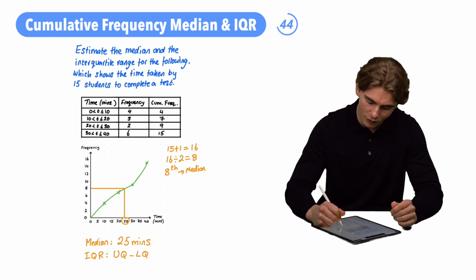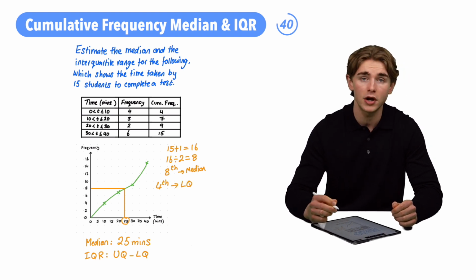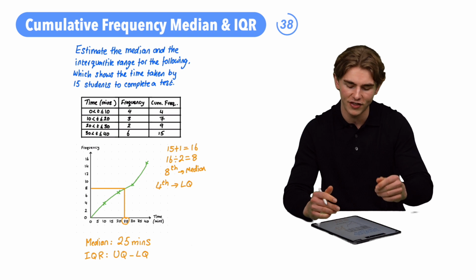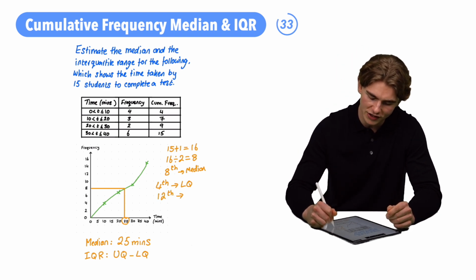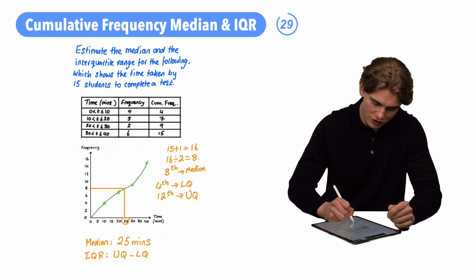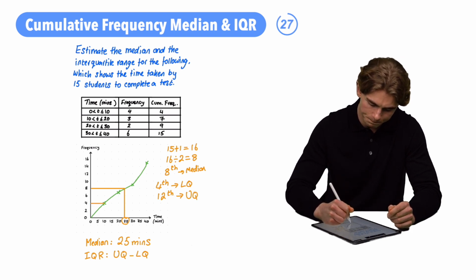That's going to give us our 4th value as our lower quartile, and we're going to times it by 3 over 4, or find 3/4 of that 16. That's going to give us the 12th value as our upper quartile. So finding our 4th value, what's it going to be? Drawing across from our frequency of 4 and down, we're going to have a time of 10 minutes.